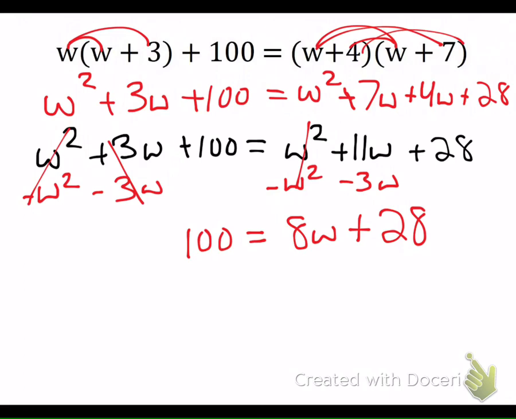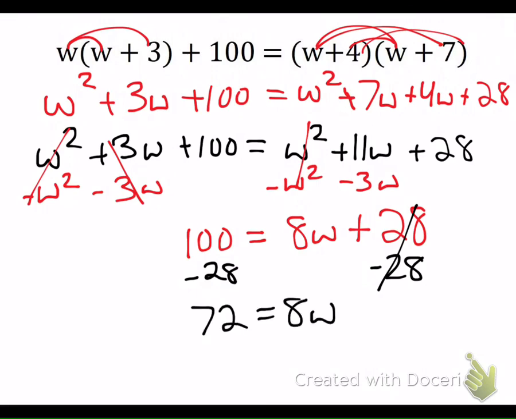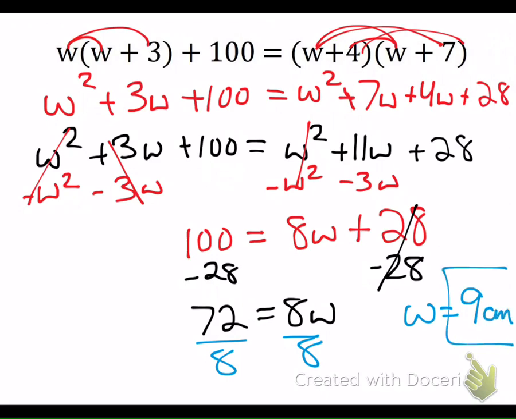What is 100 minus 28? And what is 72 divided by 8? 9. They are asking me for the width. I have found the width. We are in centimeter land. So 9 centimeters is our final answer here.